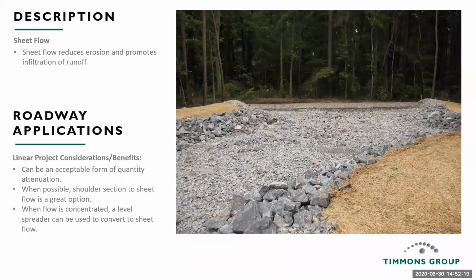The first strategy I'll discuss is a follow-up on the last BMP, which is sheet flow. In Virginia, sheet flow is often accepted as an adequate form of quantity attenuation if there's no downstream erosion, sedimentation, or flooding. It's also important to remember, instead of channelizing if you don't need to, instead of using curb and gutter or shoulder and ditch, you might just try to sheet flow directly off the shoulder with no ditch.